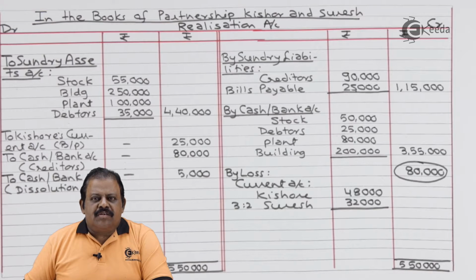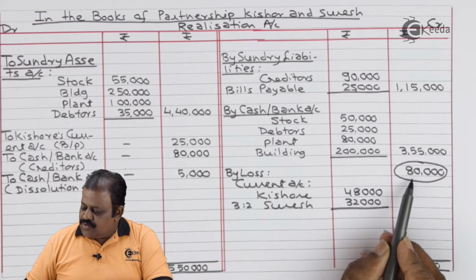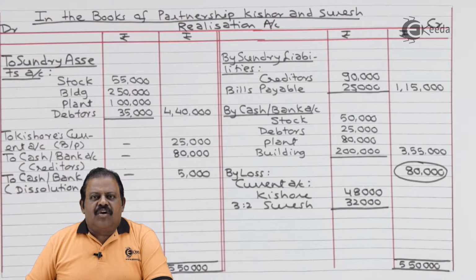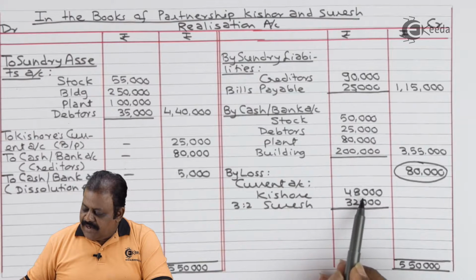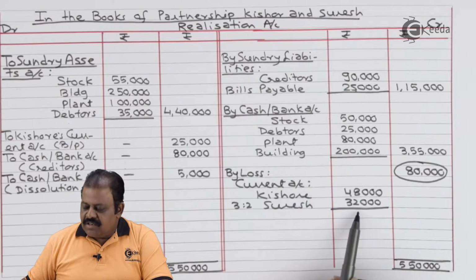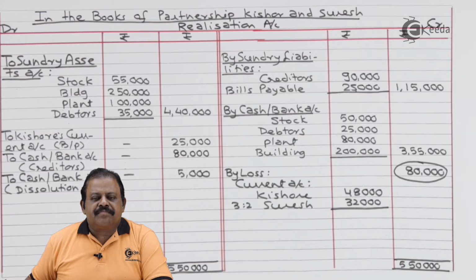Realization account is closed. Debit is heavy. We are getting balancing figure on credit side, 80,000. This is loss on realization, which is distributed among partners in their profit sharing ratio 3:2. Loss is transferred to partners' current account. Kishore 48,000, Suresh 32,000.